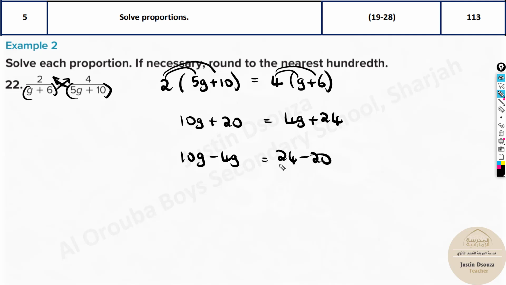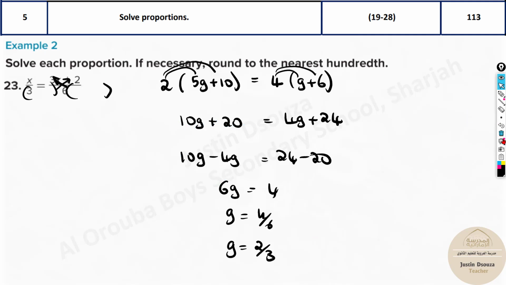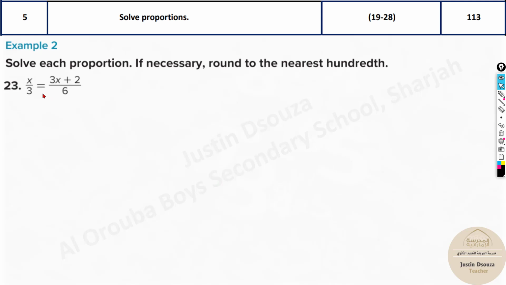24 minus 20. It'll be 6g equals 4. g equals 4 by 6, or g equals 2 by 3. That will be 0.666. So that is the answer. Okay, 0.67 to simplify it. Now this is how we would do it. It'll just repeat, 0.6666 and keeps on going. So we just write 0.67. This is how we do it. If you want, you can put this in the calculator and directly get this answer. That's also possible. Same concept, same method used everywhere.